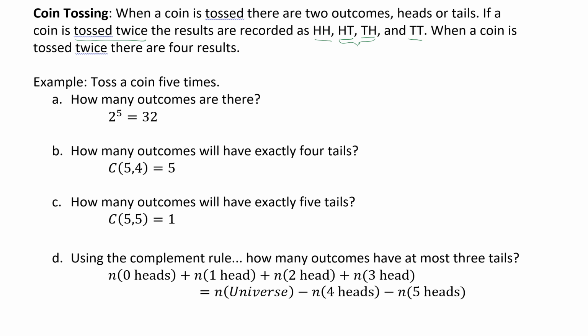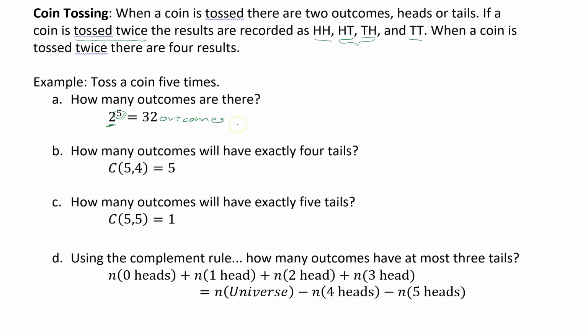Now let's take a look at taking a coin and tossing it 5 times. First, let's figure out how many outcomes there would be in general, if we tossed a coin 5 times. Well, we know that a coin has 2 sides. So that's where this 2 is from. We're tossing it 5 times. That's my exponent. And 2 to the 5th is 32. So there are 32 outcomes when a coin is tossed 5 times.